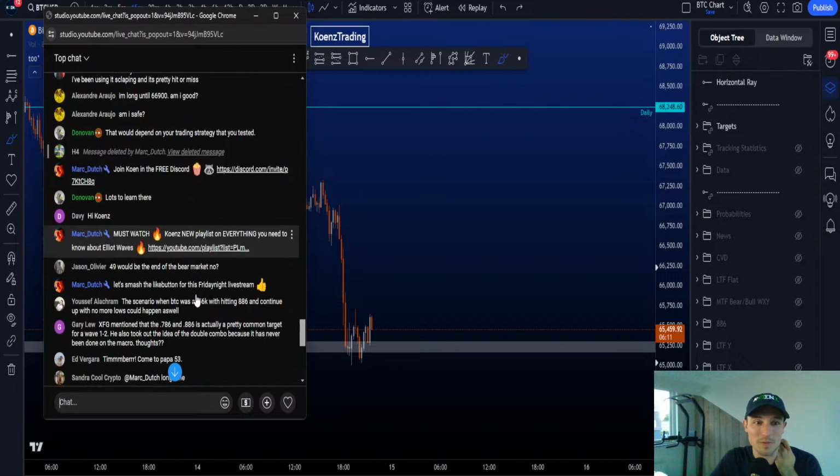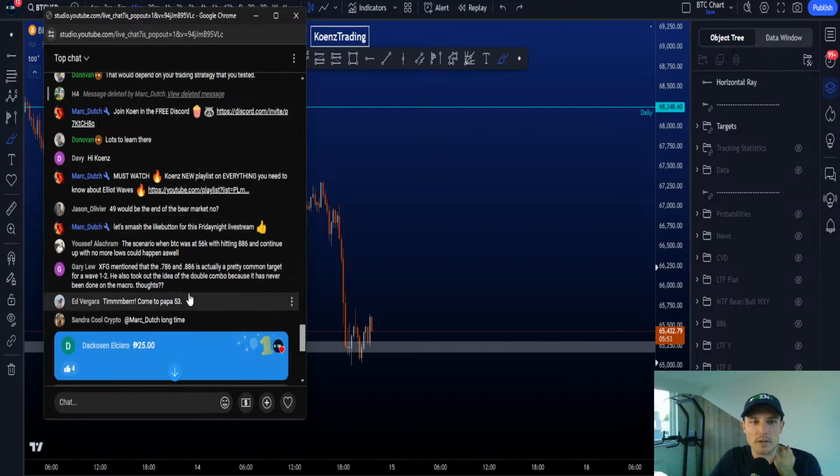Lots to learn, hopefully. 49 would be the end of the bear market. Not the end, but it will lower probabilities for the scenario we're tracking, yeah. The 49 would bring bear market ideas back in sight, I suppose. They're going to appear back on the chart again. The scenario when Bitcoin hits it could happen as well. That is correct, Yusef. That's always something to keep in mind. Of course, the 886 remains rare for wave 2, but it is a potential.